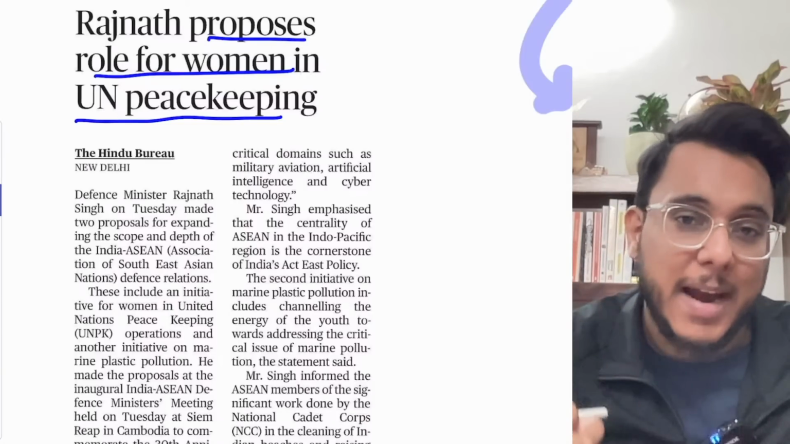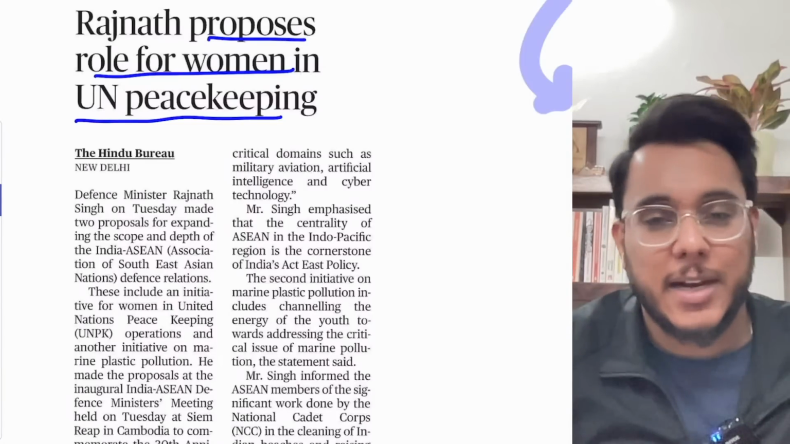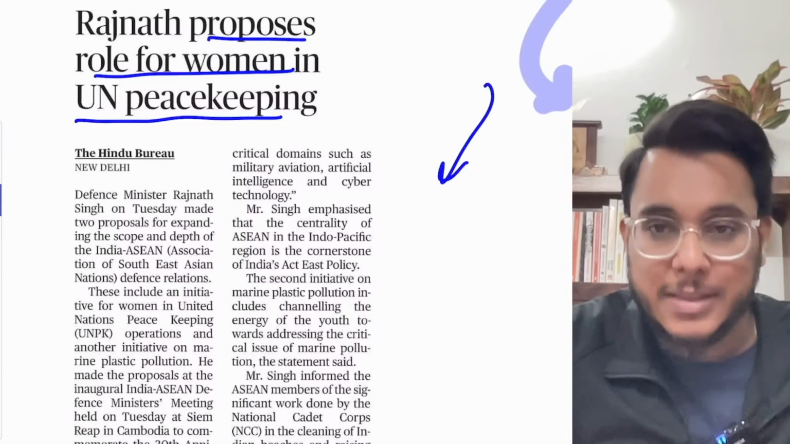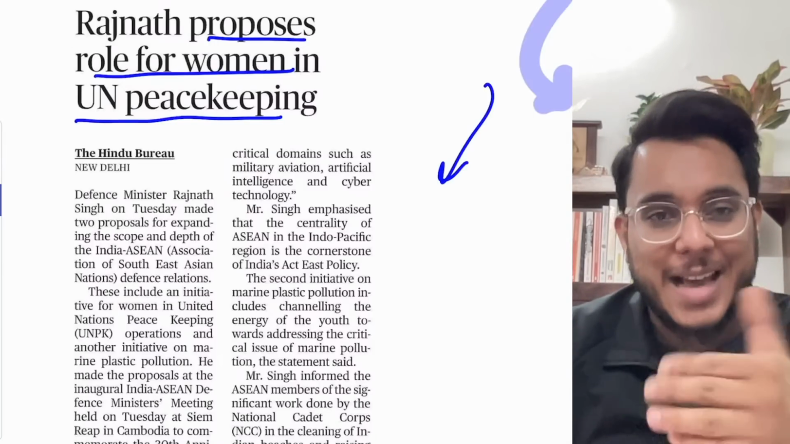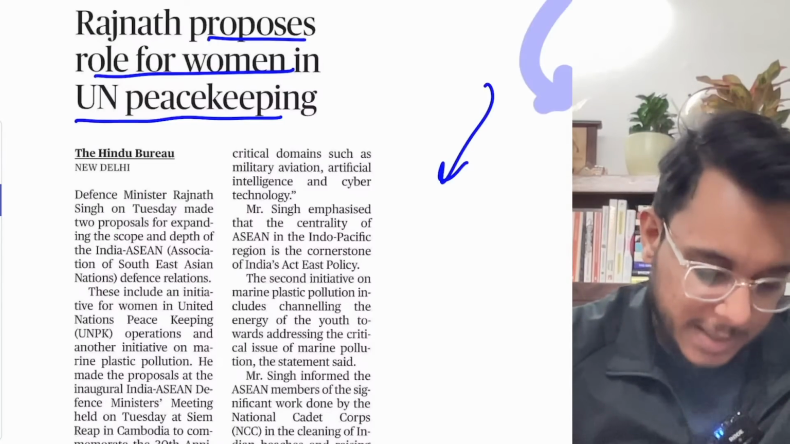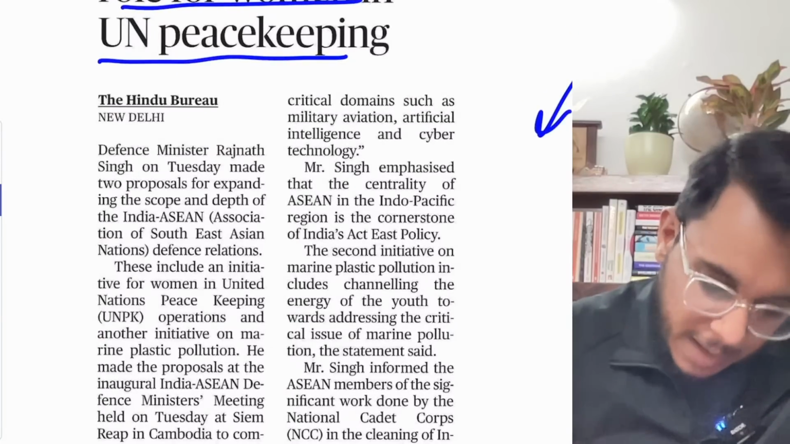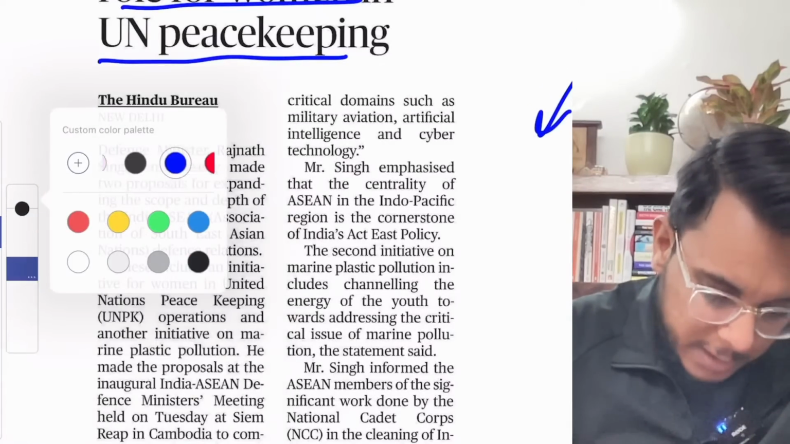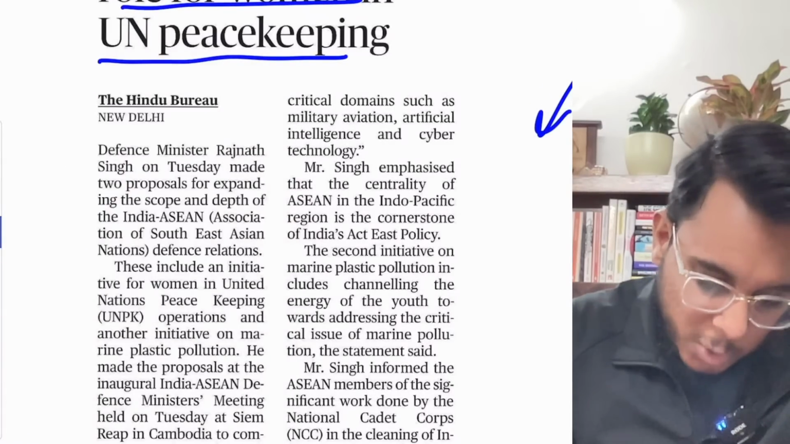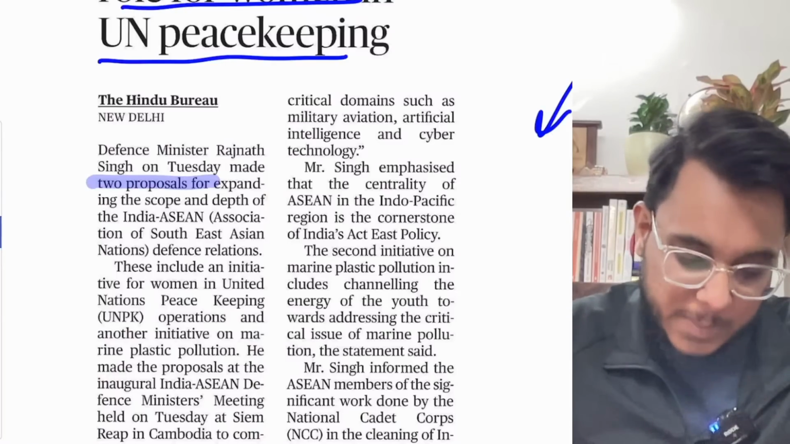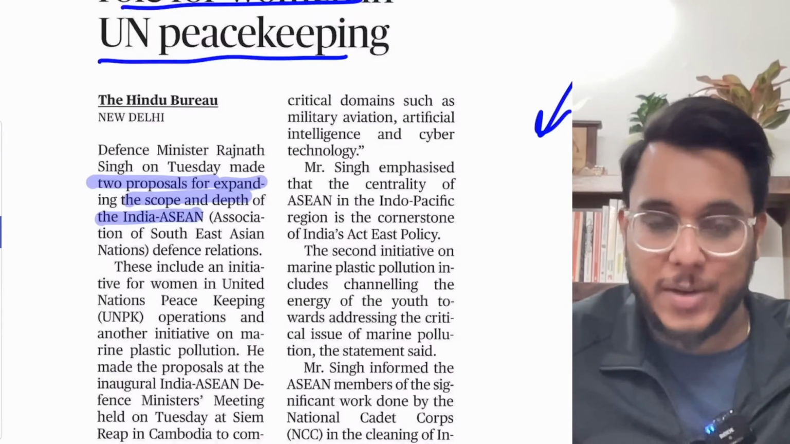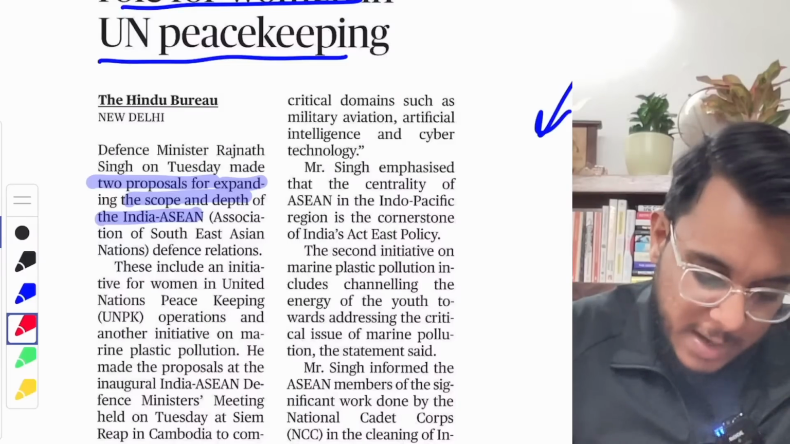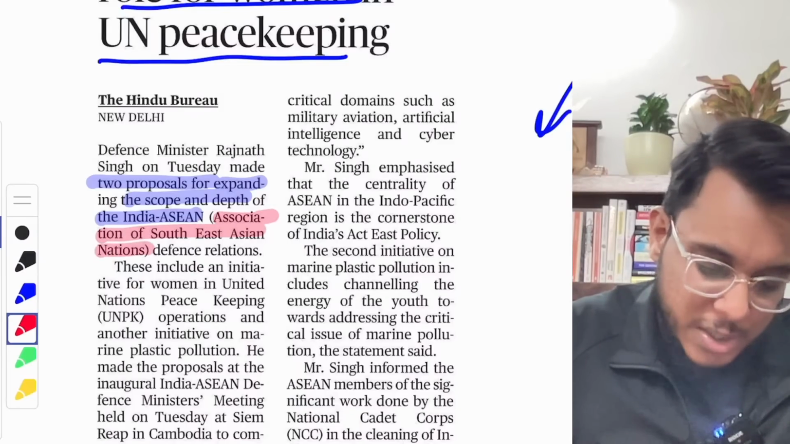Even the women had served. Now more women are to be sent into the UN peacekeeping force mission. This has been suggested by the defense minister. So this can also be written as how the women are being given the representation. So the defense minister had put forward two proposals, and these proposals are specifically towards expanding the scope and the depth of the Indian ASEAN relations. ASEAN stands for Association of Southeast Asian Nations.